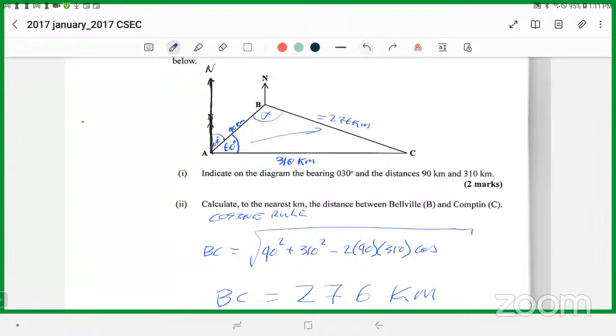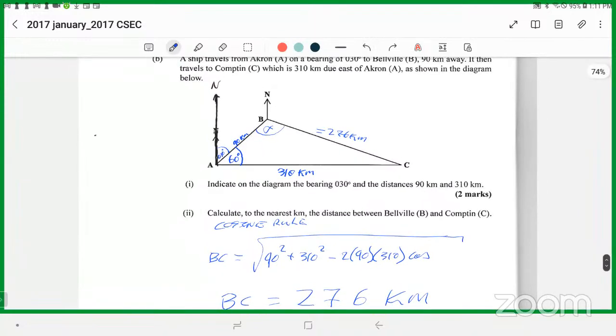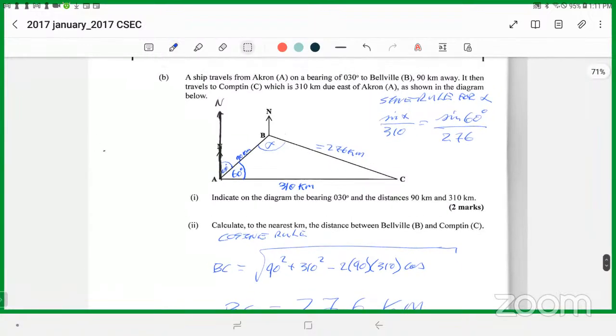Sine rule. Let's work it out on the screen where we are. So we're going to use sine rule for alpha. Put it in red. Sine rule. Start with what you want. Sine of alpha over the side opposite the alpha, which is 310, equals sine of the angle that you know, which is 60 degrees, over the side opposite the 60 degrees, which is 276. So this is what we have to solve now. We're going to solve for alpha.